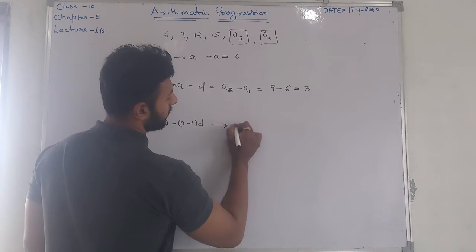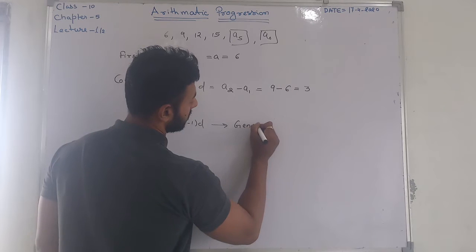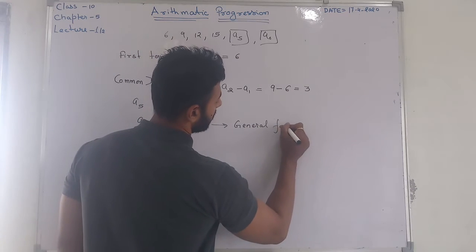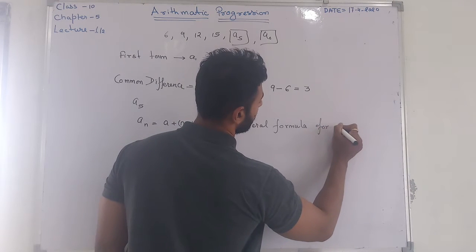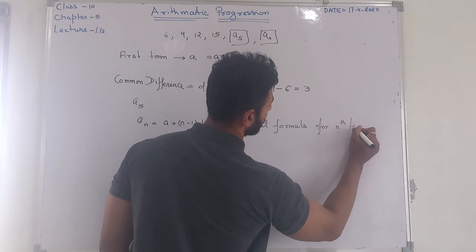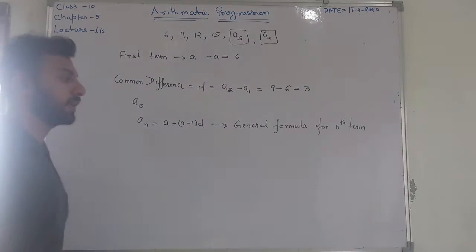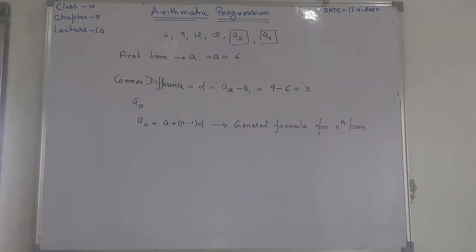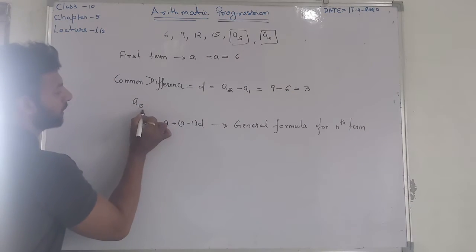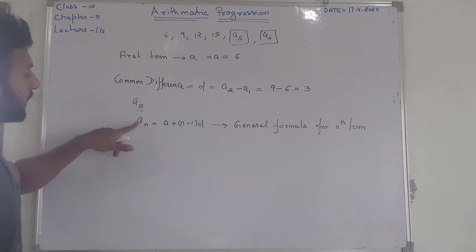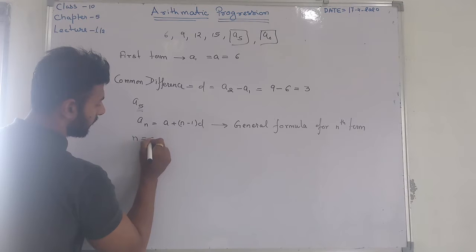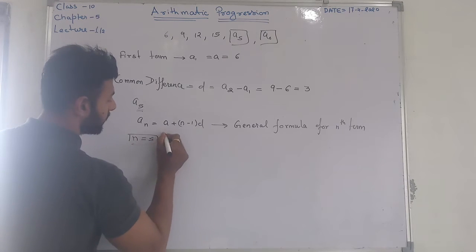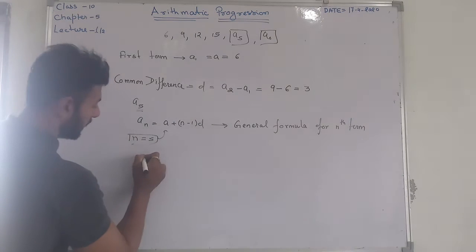This is the general formula for the nth term. Now we have to find out A5, which means we can write n is equal to 5. We are taking n is equal to 5. Now we are substituting this value in this equation.